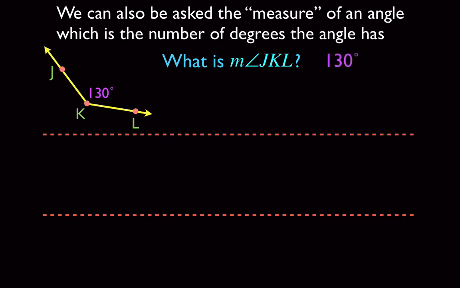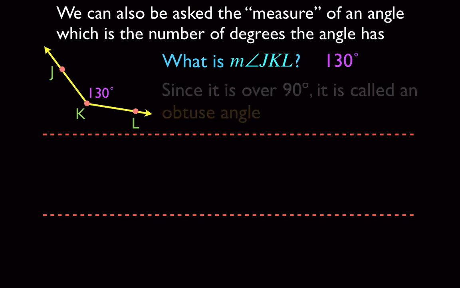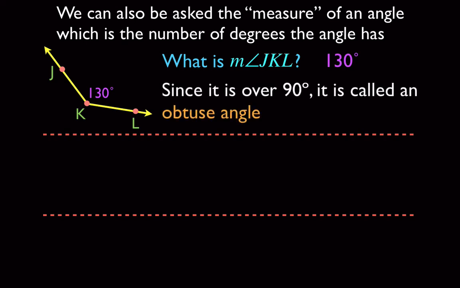So the answer is 130 degrees. Okay, since it's over 90, it's also called an obtuse angle. That's something else that you should know when you're in geometry: acute and obtuse.